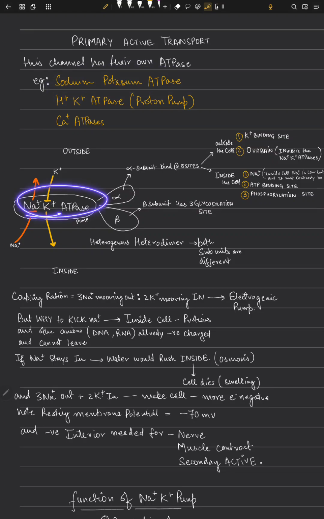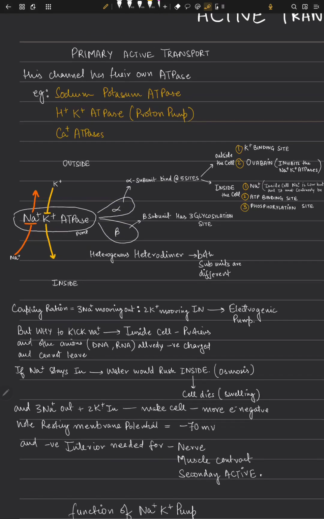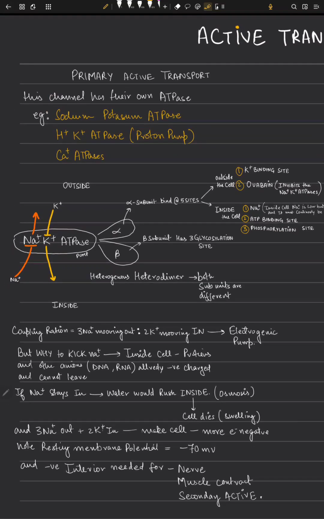Sodium potassium ATPase usually works like this. It has two subunits, alpha and beta, and this pump works in a cool way. It moves three sodium out, where outside is extramembrane and inside is intramembrane. So three sodium outside and two potassium inside. Overall it's a little bit electronegative.